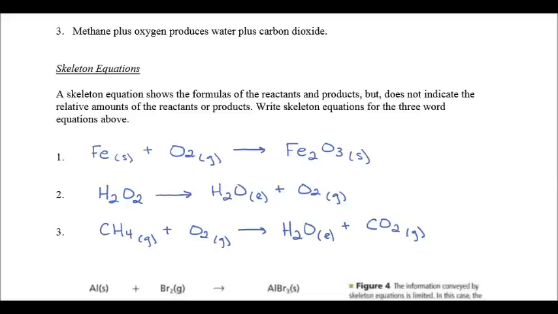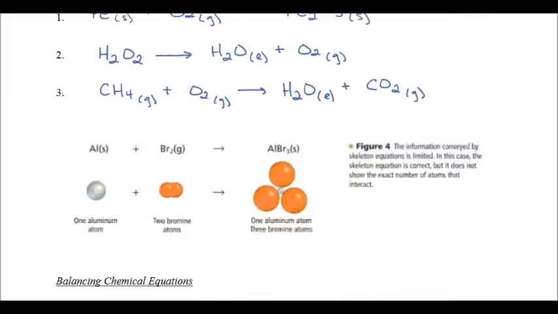So if we were going to represent an equation with figures, aluminum, so here's one aluminum atom, reacts with bromine, which is from the 7A club, so it's Br2, to form aluminum bromide. Now aluminum bromide, we should know, aluminum is +3, bromine is -1, so the formula is AlBr3. So you're responsible for being able to write the formulas.